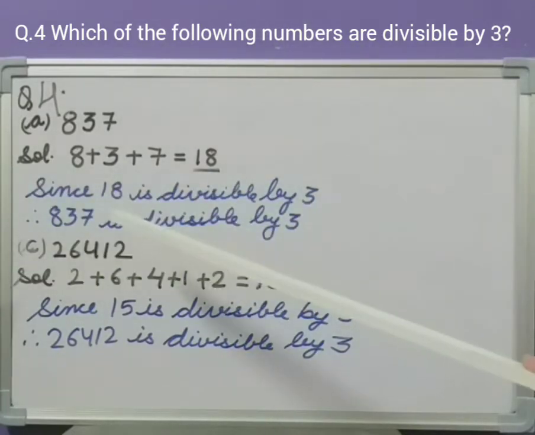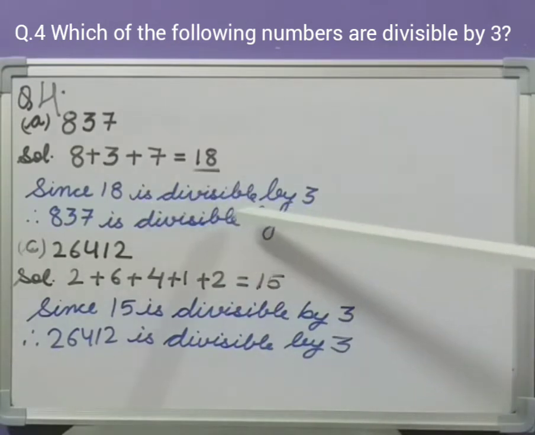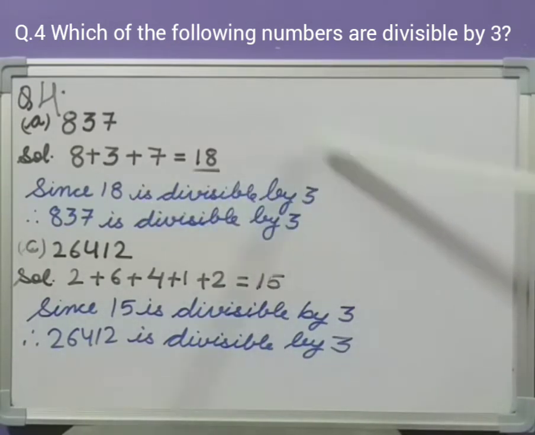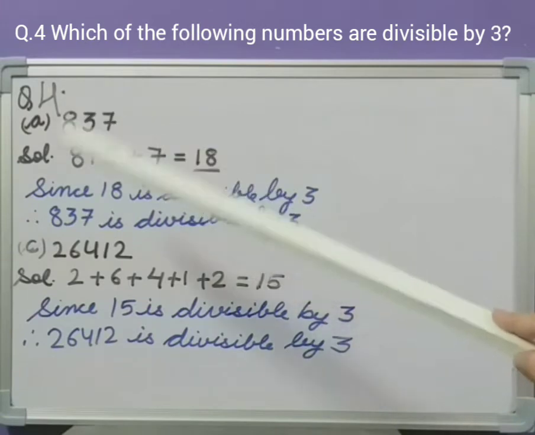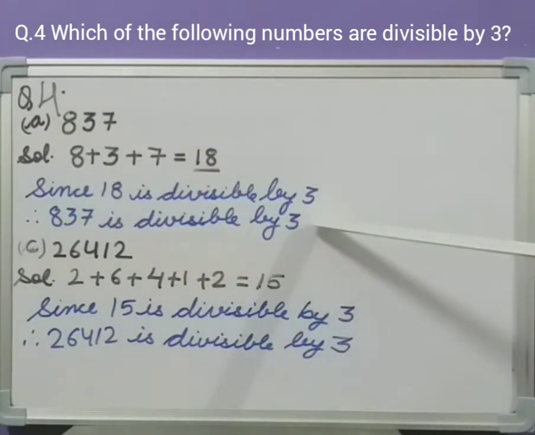So, since 18 is divisible by 3, 3 6s are 18. So, 18 is divisible by 3. Therefore, 837, that means the whole number, is divisible by 3.